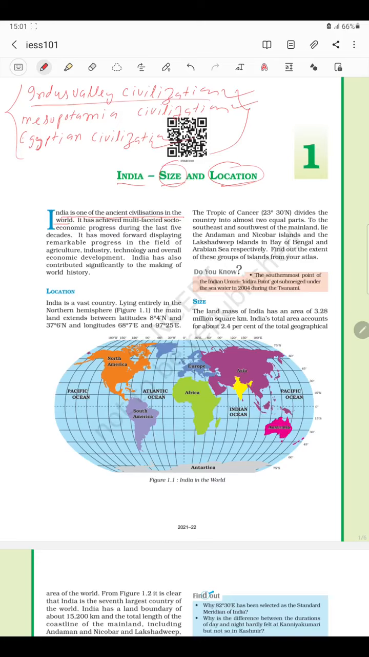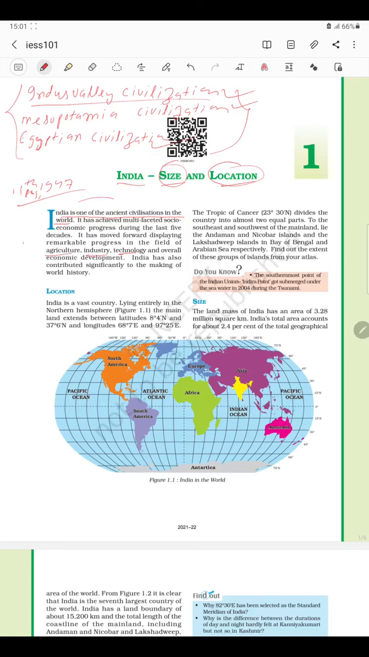India became independent on 15th of August 1947. After independence, India has progressed in many sectors like agriculture, industry, technology. In all sectors it has made remarkable progress. Okay, so these are the basic things about India.